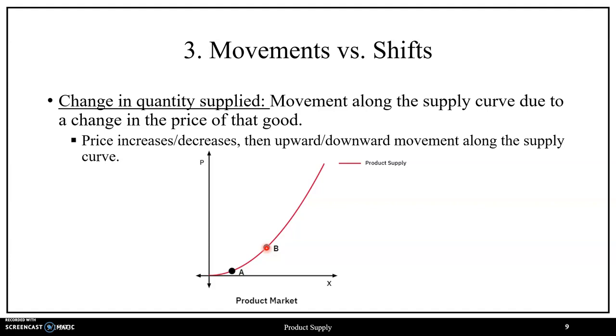Should this firm continue to increase its price, we have further upward movement along the product supply curve, yielding an increase in quantity supplied, as we see with point C. And lastly, should the firm decide to increase its price once more, we'll have further increases in quantity supplied due to further upward movement along the product supply curve.